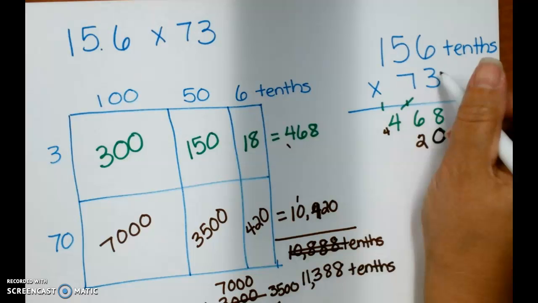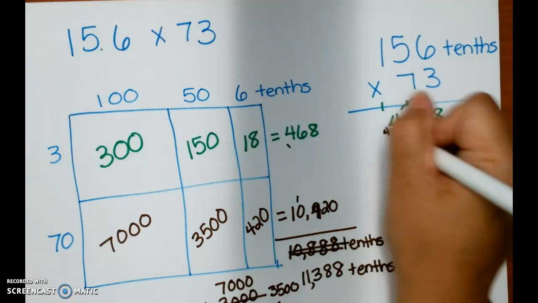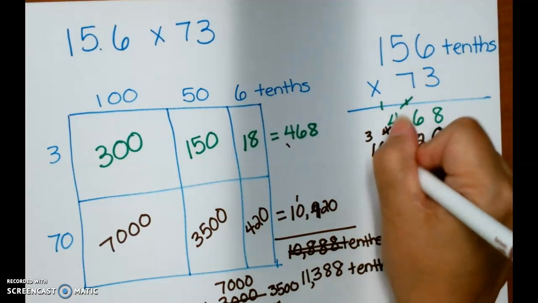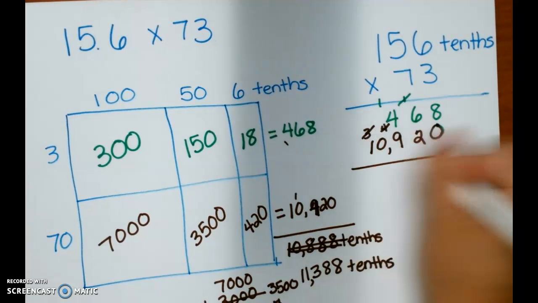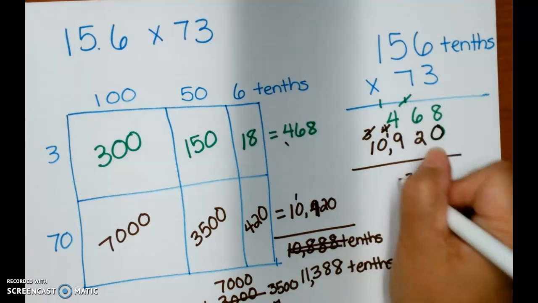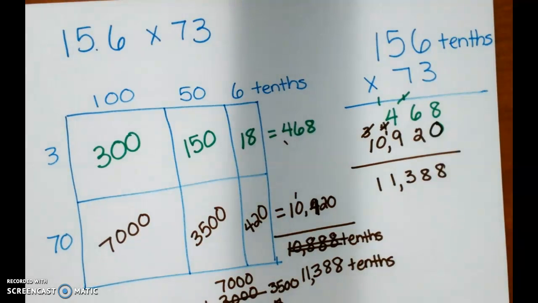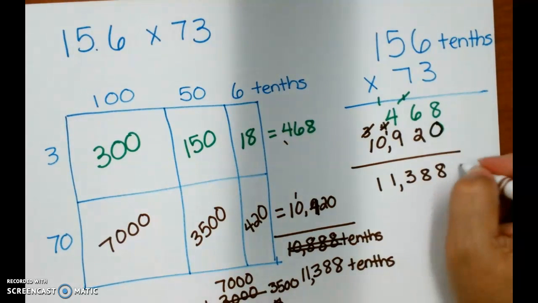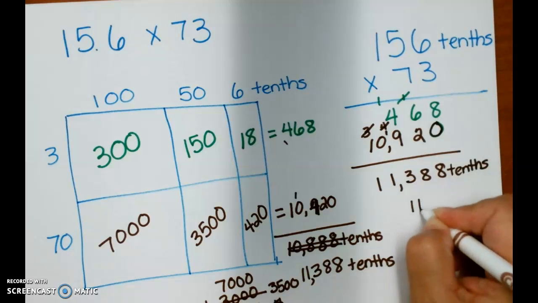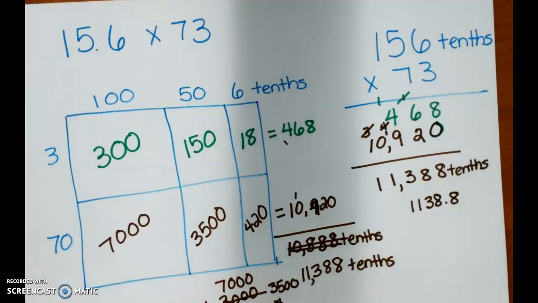Okay, so we're going to go back here. 7 times 5 is 35, plus 4 more is 39, and 7 times 1 is 7, plus 3 more is 10, and now I can add 8, 8, 13, regroup, 1, don't have anything to regroup. So I have 11,388 tenths. So that equals 1,138 and 8 tenths.